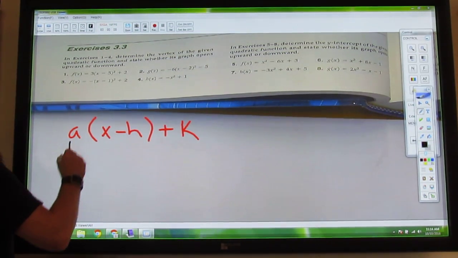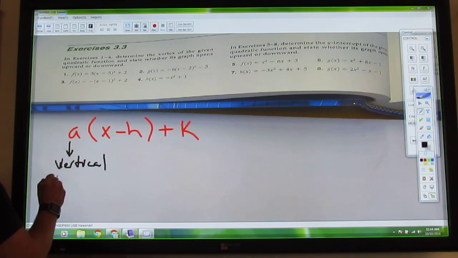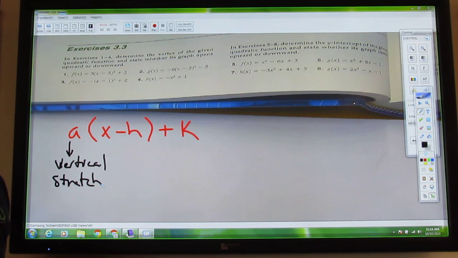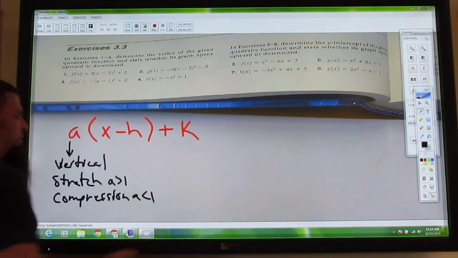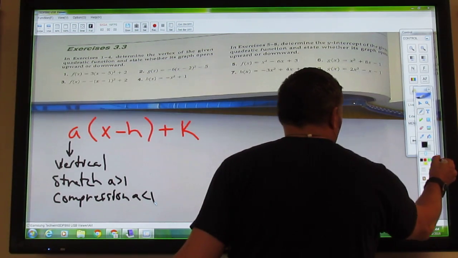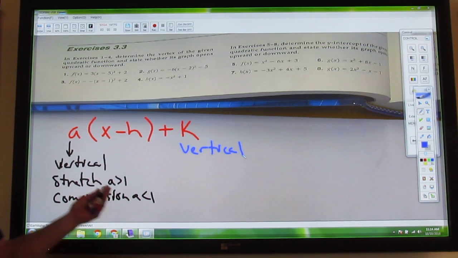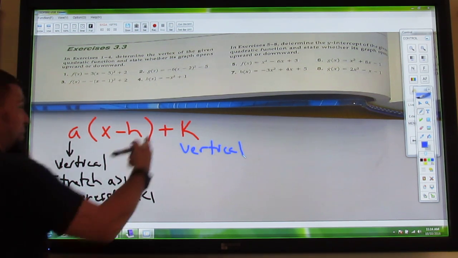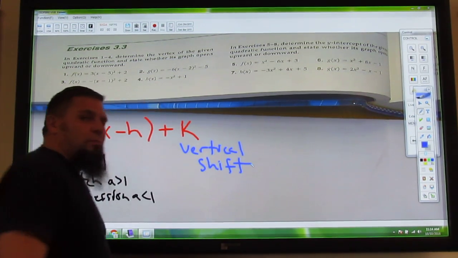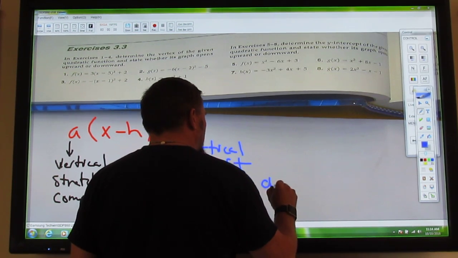And so the way we did this was a vertical, and in this case stretch or compression, right? Stretch if the absolute value of a was greater than 1, and compression if a was less than 1. That's simple. And then this one was vertical. I'll be erasing this in like 2 minutes, so I hope you guys are taking these notes. This one is vertical, and it's a shift because it's plus, right? This tells us a vertical shift, up or down. Up is plus, down was minus.